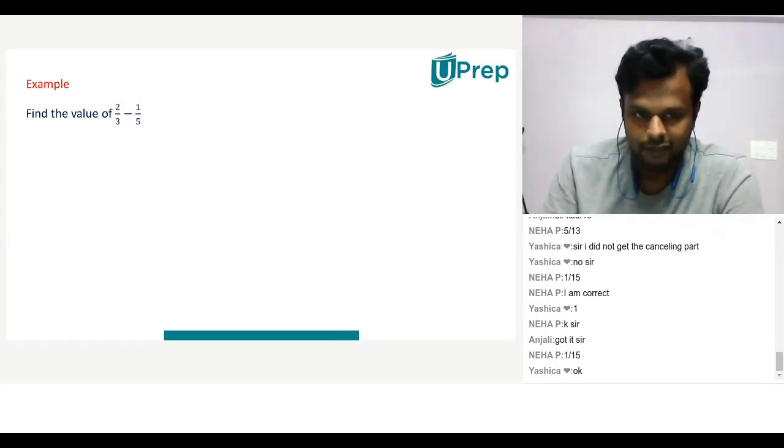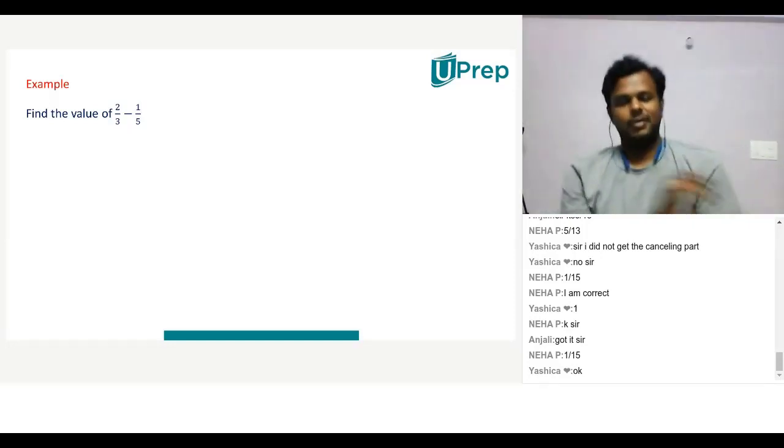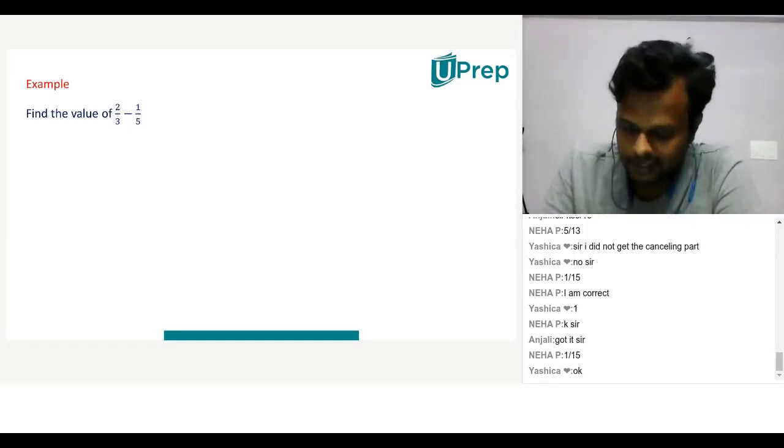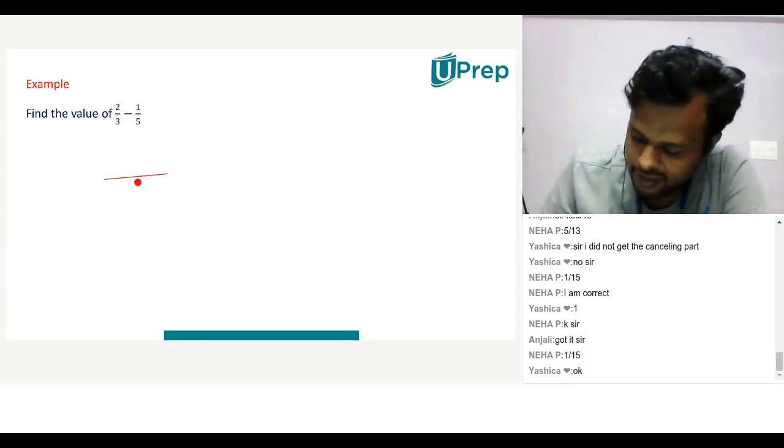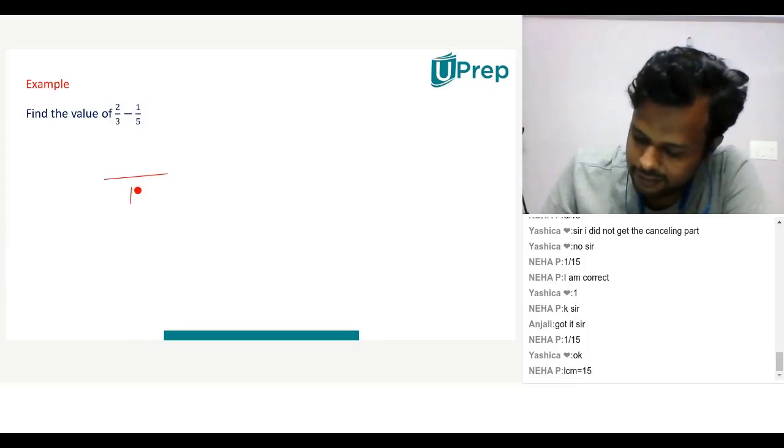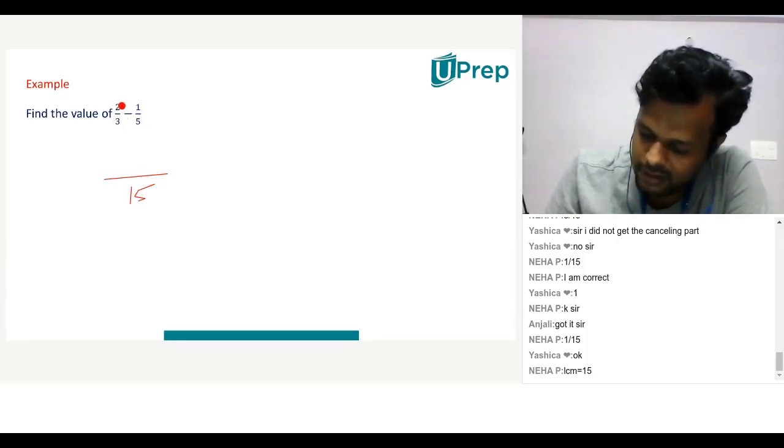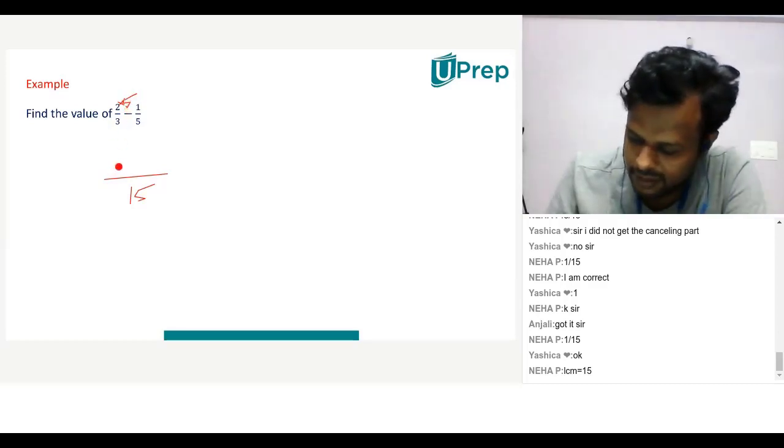Children, I have 3 and 5 in the denominator. Here the common denominator is not there. So what we do is we take the LCM. In this case, the LCM of 3 and 5 will be 15. So that means in the first, I will multiply the numerator and denominator with 5. So 2 5s becomes 10.